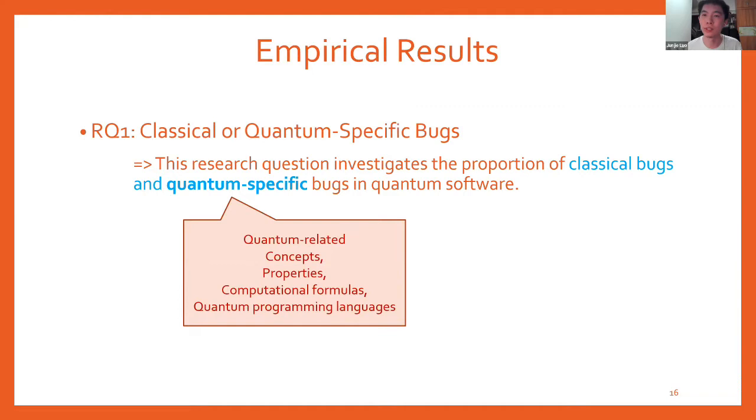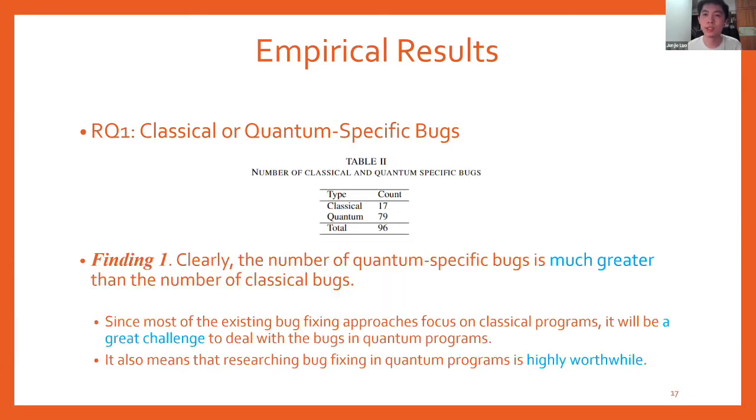And in this part, we will show our empirical results in our study. The first research question investigates the proportion of classical bugs and quantum-specific bugs in quantum software. Generally, quantum-specific bugs are different from classical software bugs, as repairing them requires the domain knowledge of quantum-related concepts, properties, computational formulas, and quantum programming languages. Table 2 shows the statistics of the number of classical and quantum-specific bugs in the data we collected.